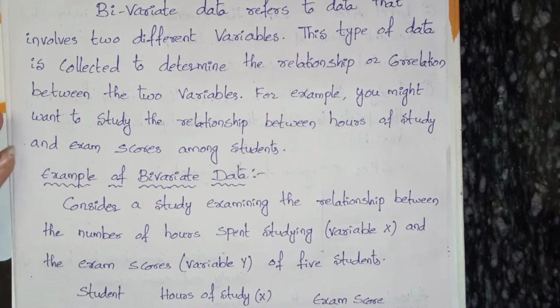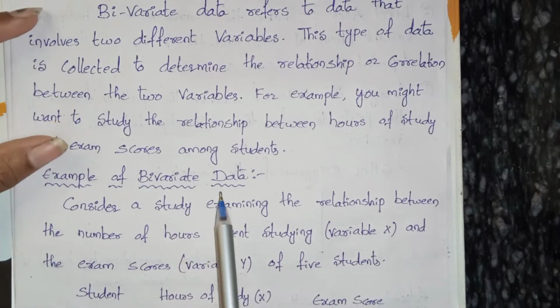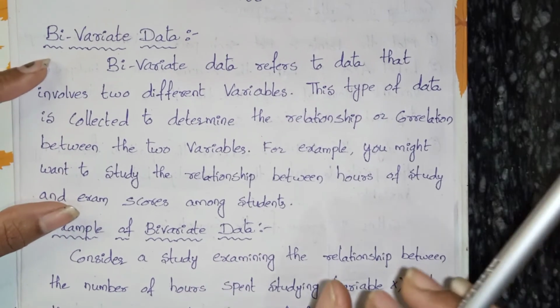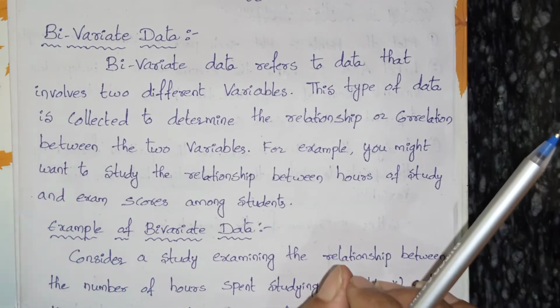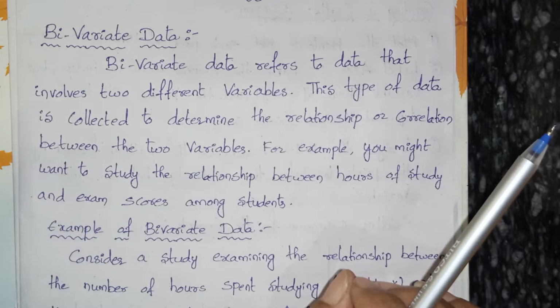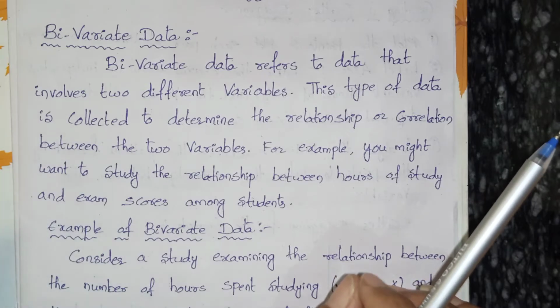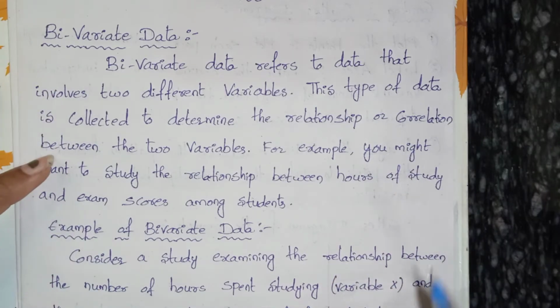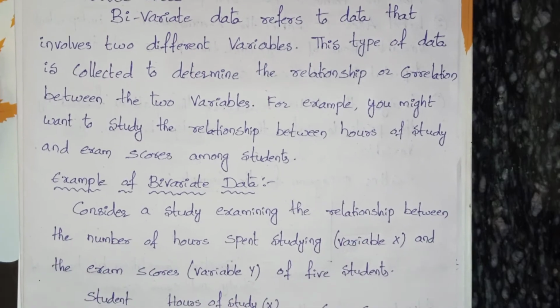Let us see one example. Now you got one idea, no? Bivariate means dealing with two variables. This data is used to find out the relationship between two variables. It is also called correlation. Next we are going to discuss the example.